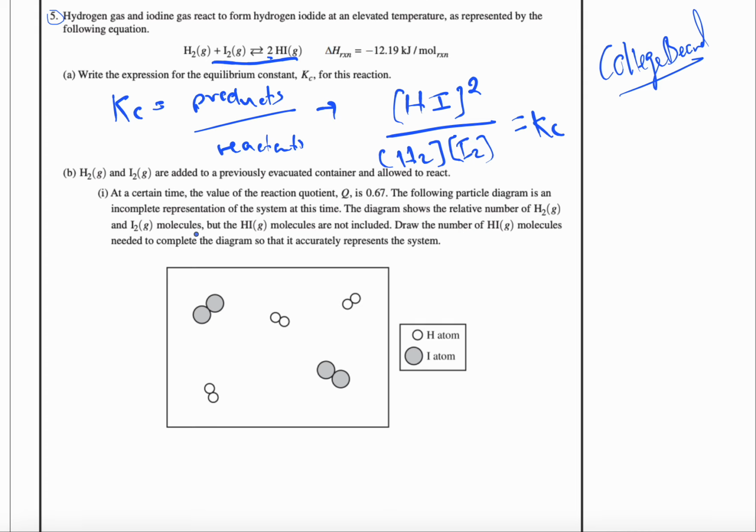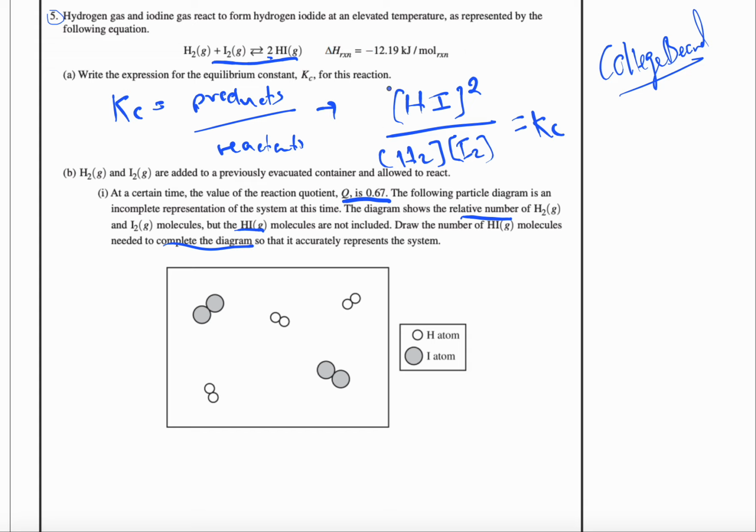Okay, now part B. At a certain time, the value of Q is 0.67. The following particle diagram is an incomplete representation of the system at this time. It shows a relative number, I'll highlight that, of H2 and I2, but the HI is not included. Draw the number of HI molecules needed to complete the diagram, so that it accurately represents the system.